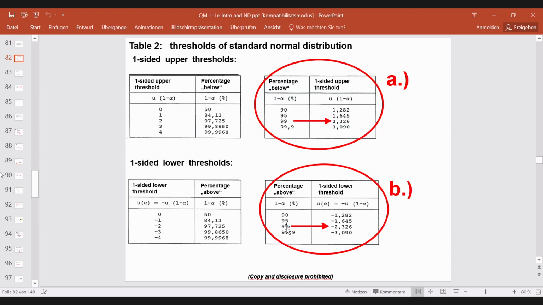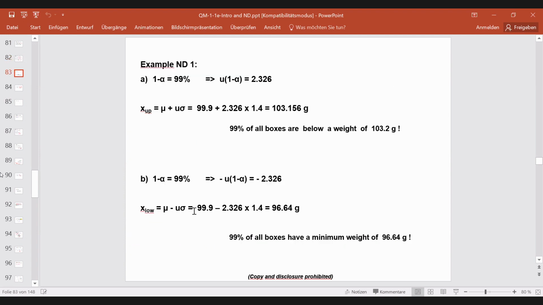This is the question. So what you have to do is you go into this table here, 99%, and then you read minus 2.326. Now you go into the same equation, but now you have minus u sigma, and the result is 96.64 gram. So this is the minimum filling weight. You can say 99% of all the boxes have a minimum filling weight of 96.64 gram.